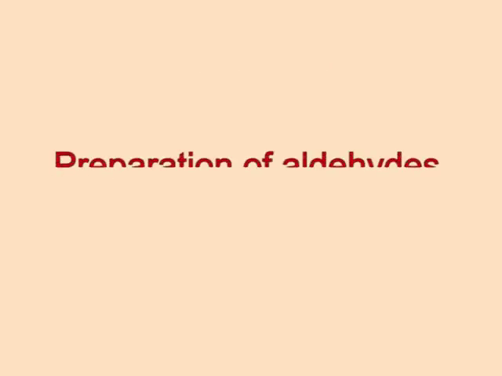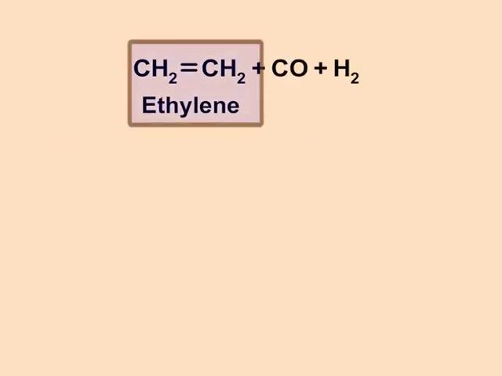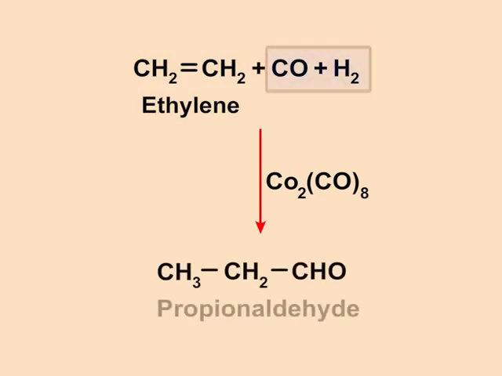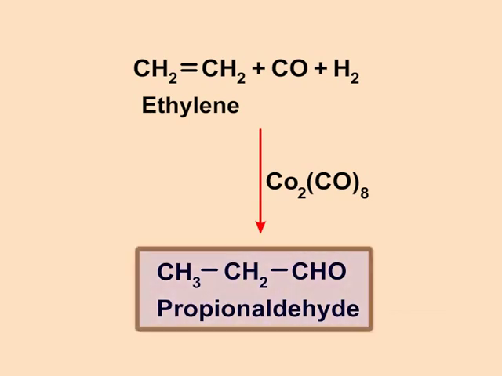Next is preparation of aldehydes by oxo process. Vapors of ethylene and water gas, that is CO plus H2, are passed over oxo catalyst, which is octacarbonyl dicobalt, at high temperature and pressure to form propionaldehyde.